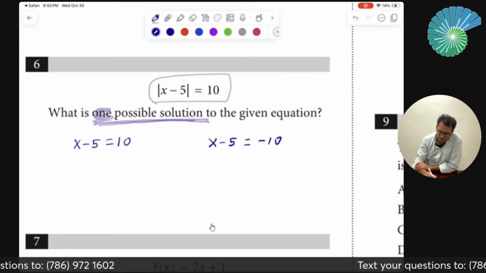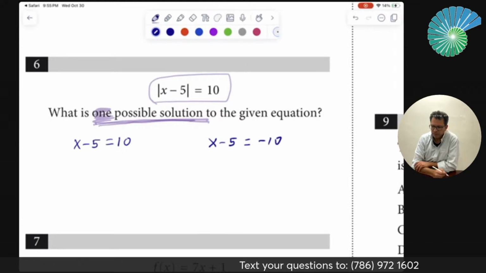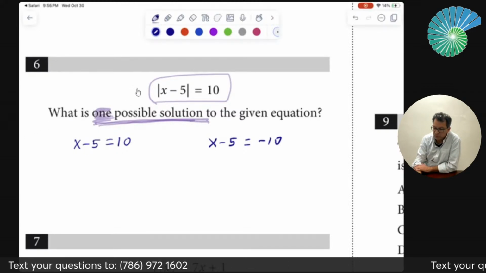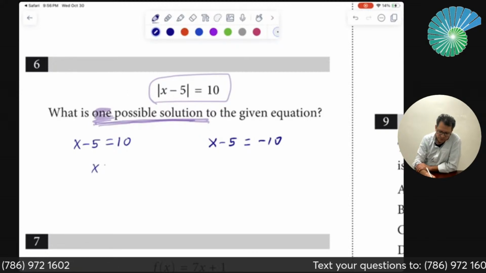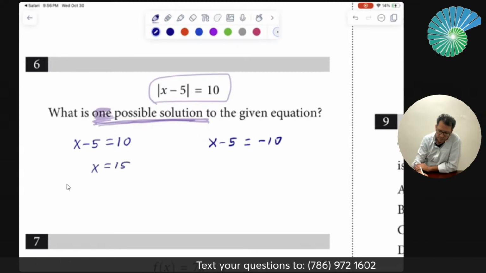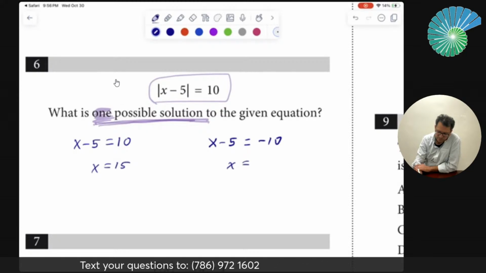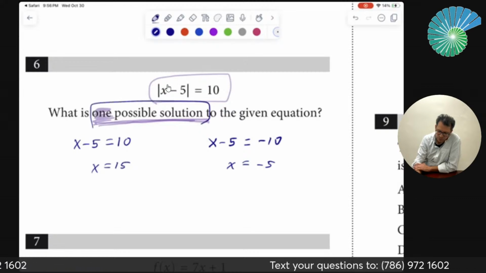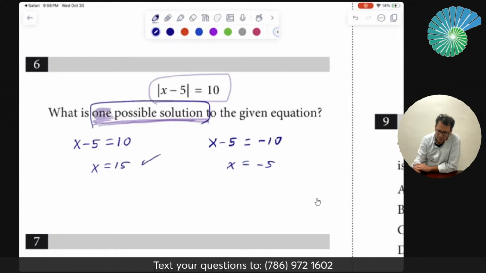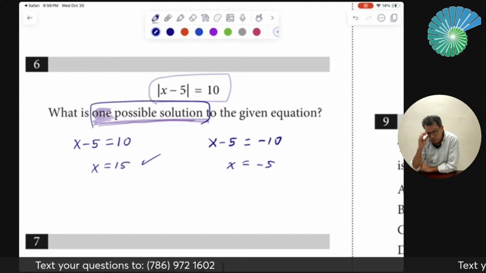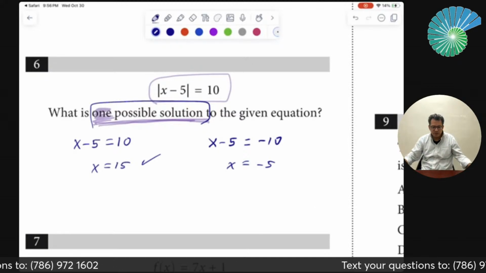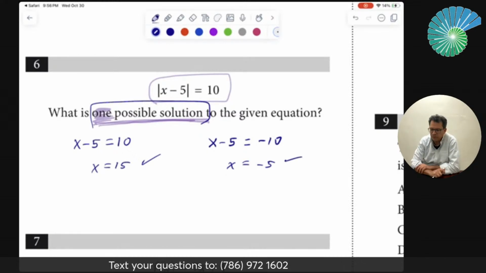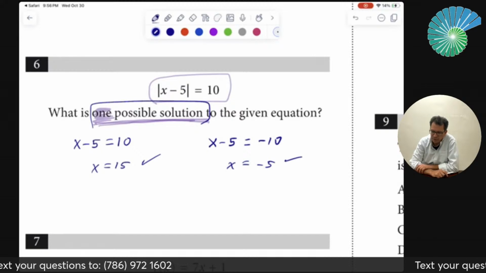In the first case, we have that x minus 5 is 10. And in the second case, we have that x minus 5 could be negative 10. I solve this simple equation in one step, and that gives me negative 5. Because they say what is one possible solution, if you input this on your test, that will be correct. Actually, it's not an answer sheet anymore. It's online, so you have to input that solution or this one. They will both give you full credit for that.